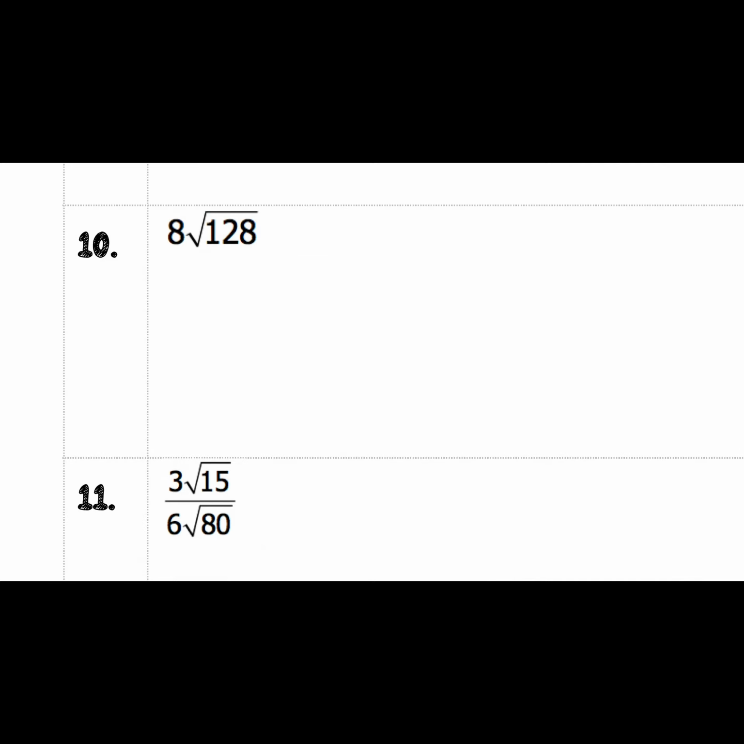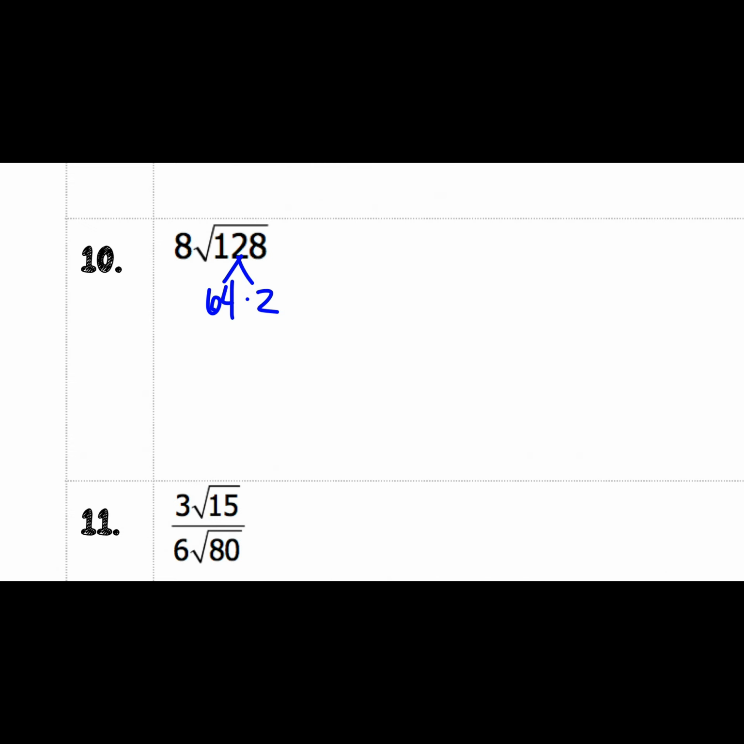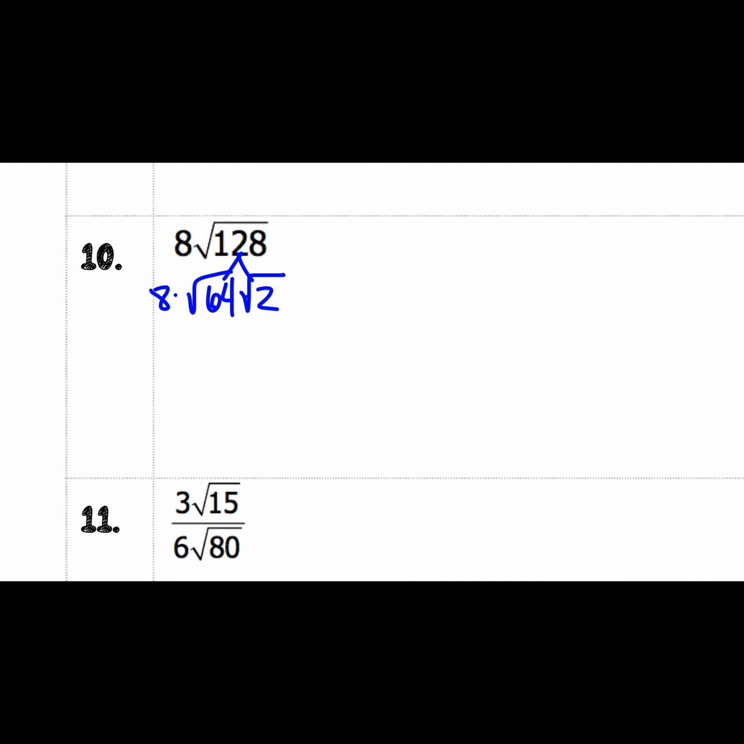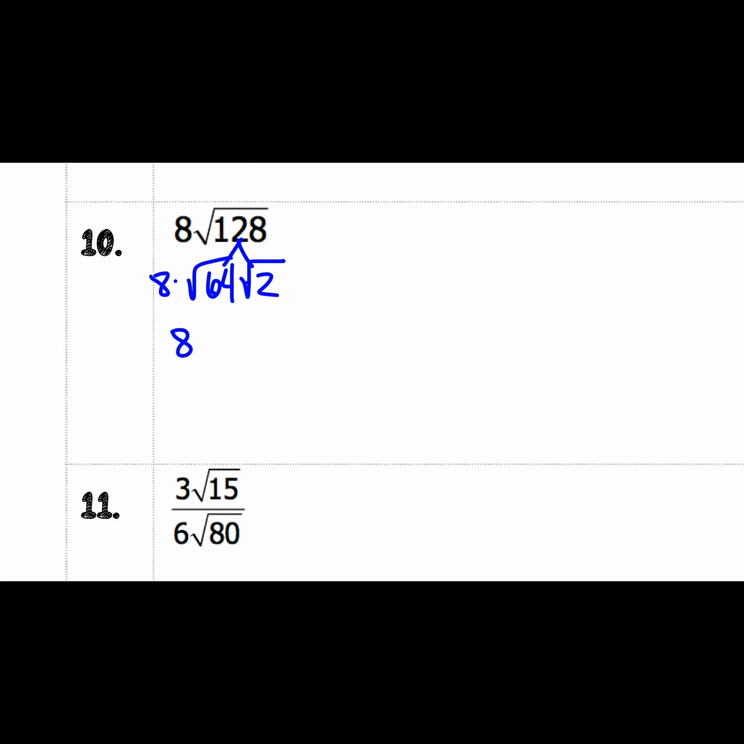If you take a look at number 10, then we see we have 128, which is actually just 64 times 2. And so we have 8 times the square root of 64 times the square root of 2. So we have 8 times 8 times the square root of 2. And so coincidentally, we still end up with a 64 square root of 2.